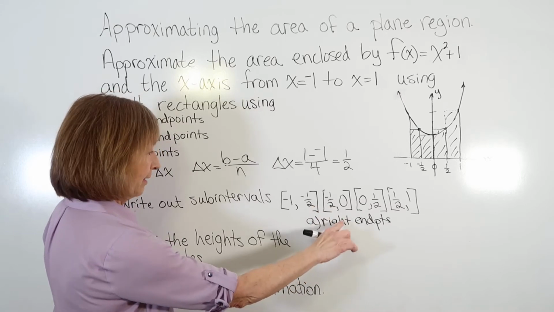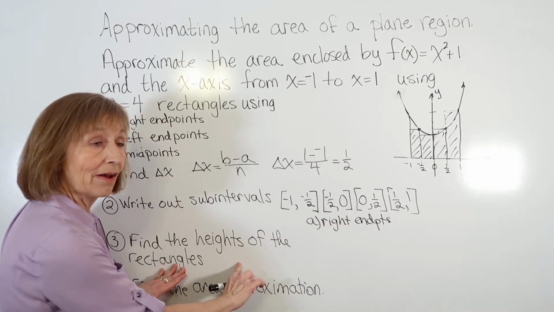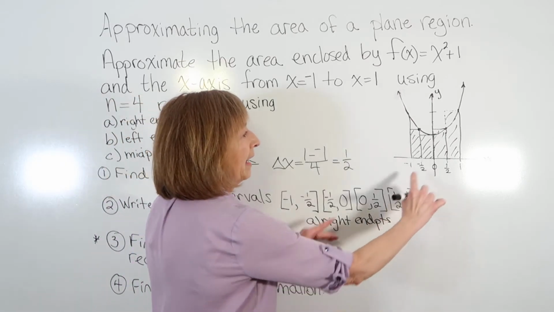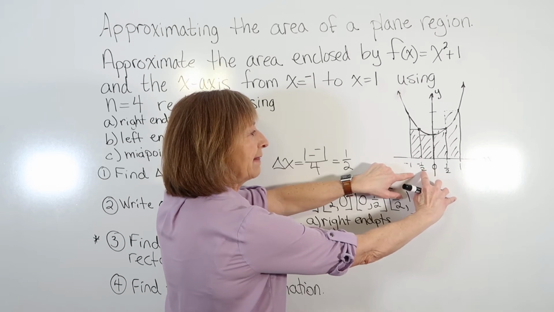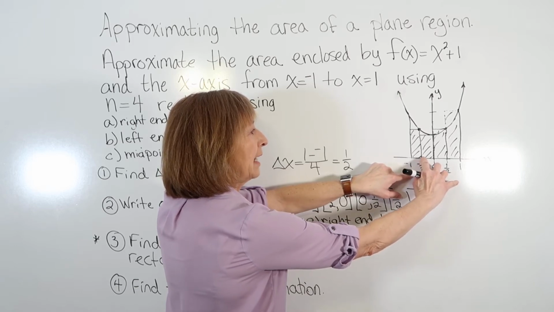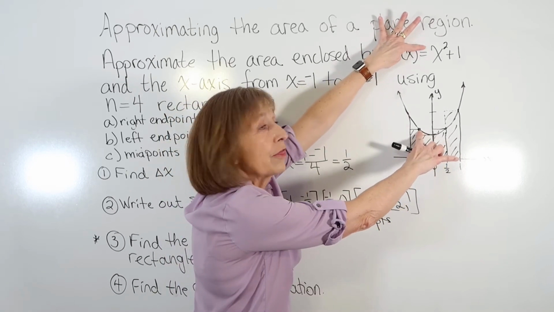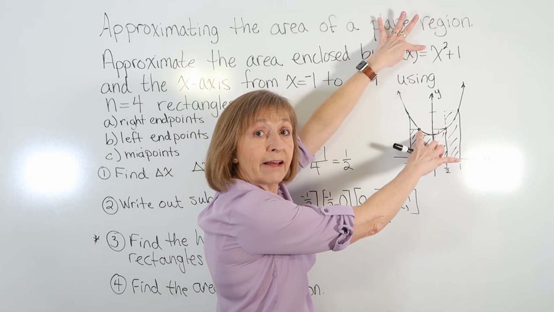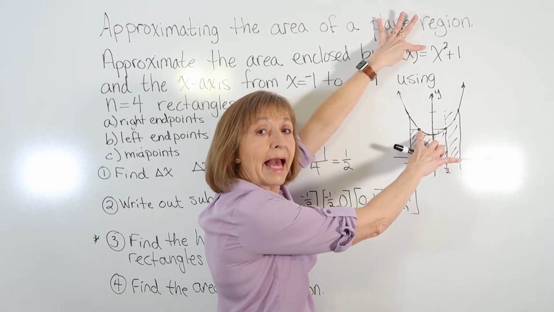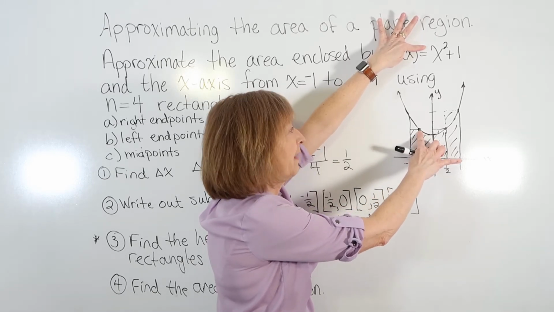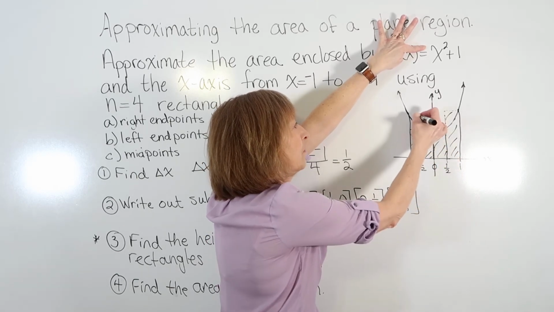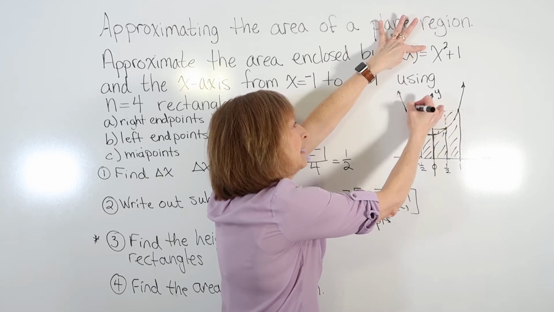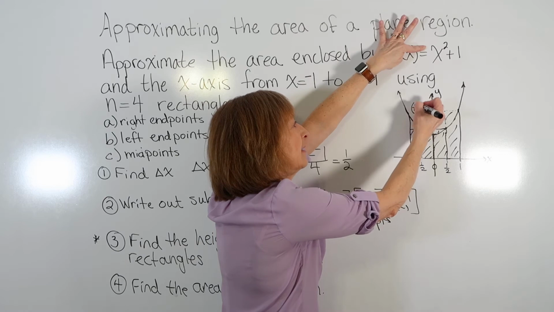So I have my endpoints and I want to find the heights of my rectangles. Well, in my first subinterval, my right endpoint is at the x value of -1/2 for this example. And if I run -1/2 through my function, -1/2 quantity squared is 1/4, and 1/4 plus 1 is 5/4. So this height is going to be 5/4.